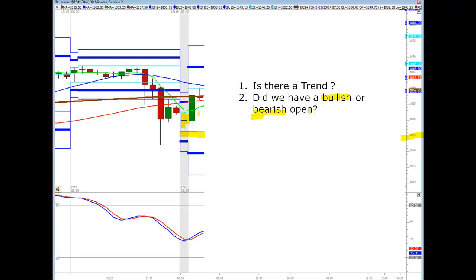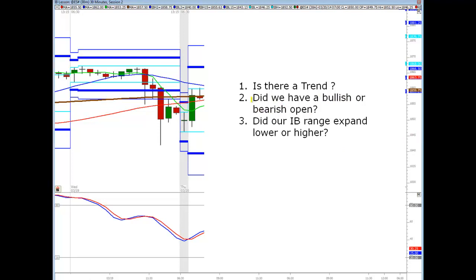Should be a bullish open because of the fact that the second 30-minute period of the initial balance was able to take out the high of the earlier or the first 30-minute period. So we've got a bullish open on our hands, and remember we just talked about the fact that we've been in somewhat of a bullish trend in the past. Let's see what else we could look at.